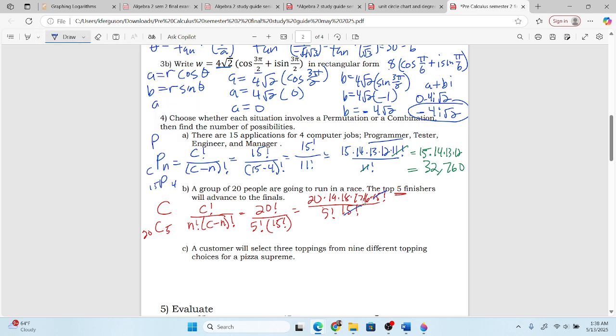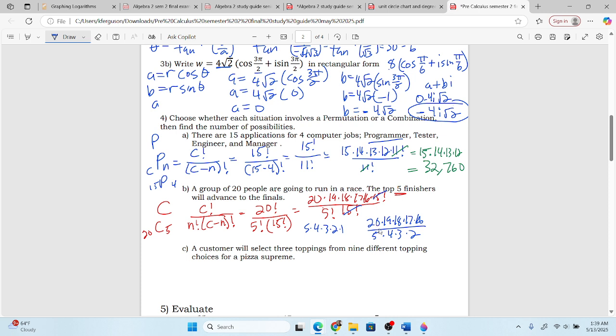So the 15s cancel each other out. And so what is 5 factorial? That's 5 times 4 times 3 times 2 times 1. Well, the 1 doesn't matter, but now I can just start canceling. So let me make it a bit more apparent. I've got 20 is 19 times 18 times 17 times 16 over 5 times 4 times 3 times 2, and the 1 doesn't matter.